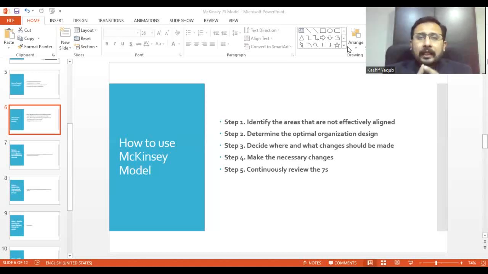So, step number 1 is identification. Step number 2 is what the optimal organization design actually is. Actually, this is the determination. And the third is your action stage: decide where and what changes should be made. Number 4 is where you are taking the action, making the necessary changes. This is implementation. And number 5 is continuously reviewing whether some changes are required or not. So we will go through these steps one by one. First of all, next slide.